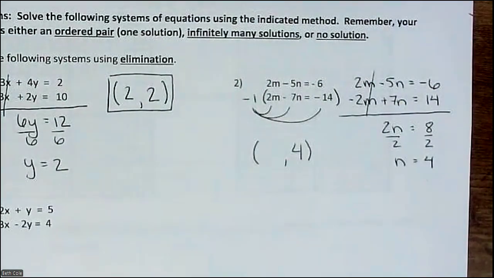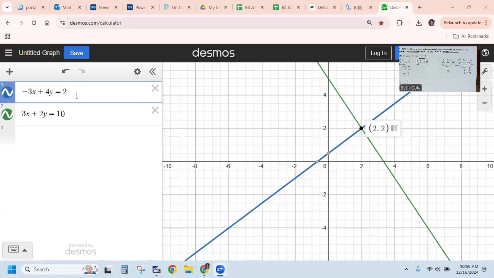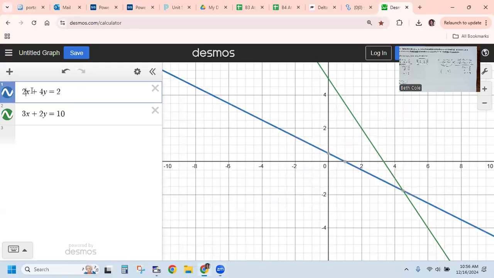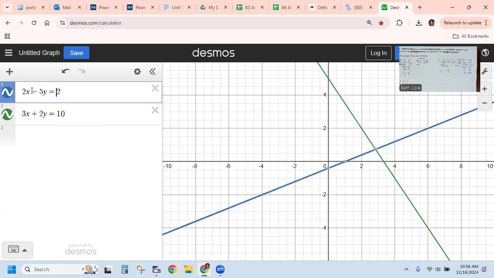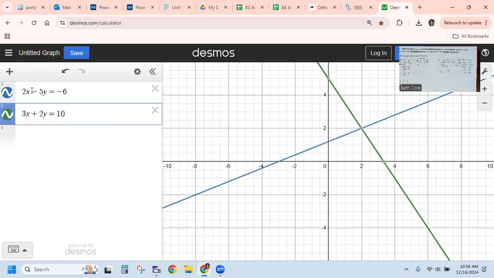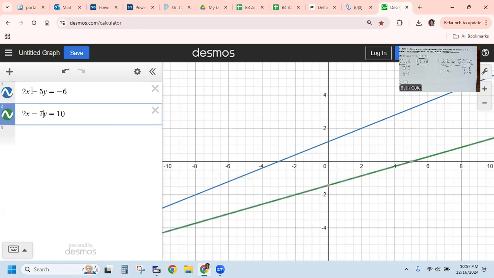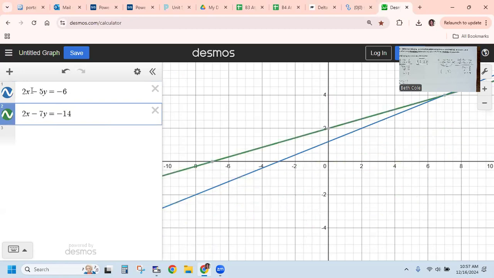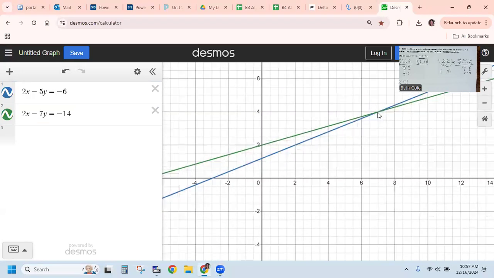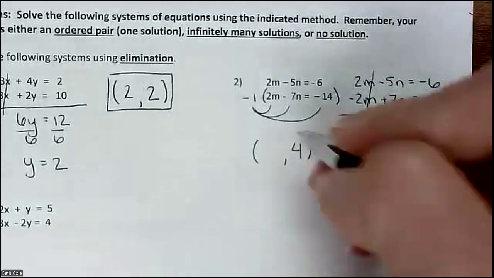And I'm going to share my screen and type this in. I need for you to just watch. It's not going to do it with M's and N's. So I'm going to change the M's to X's and the N's to Y's. Because otherwise, it's not going to graph with M and N. All right. And do you see how I'm typing the original one? 14. All right. So my intersection is right here. 7, 4. And that also reinforces that our 4 is correct.